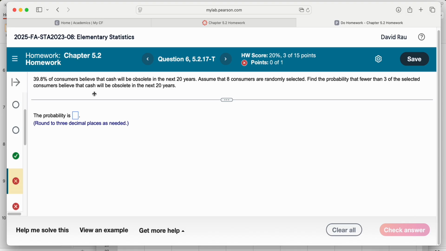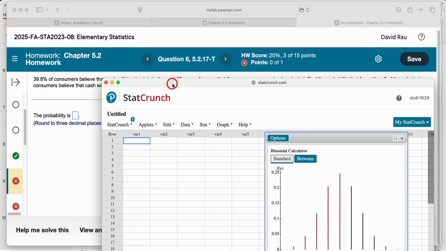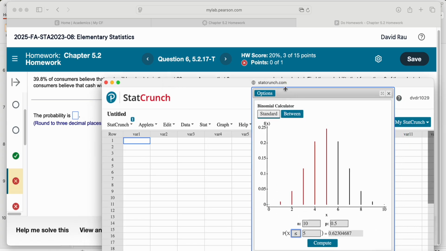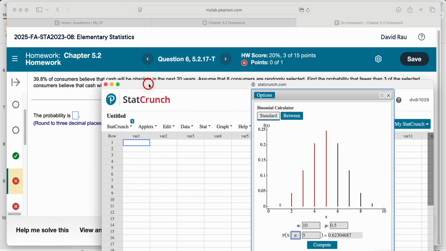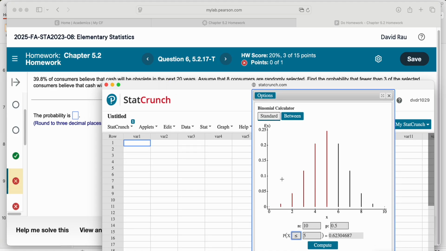39.8% of consumers believe that cash will be obsolete in the next 20 years. Assume that 8 consumers are selected and find the probability that fewer than 3 believe that cash will be obsolete. Now, one thing to watch out for, but it hasn't happened yet, is make sure that they aren't negating the question on you. It says 39.8% believe it will be obsolete, and they want you to find fewer than 3 will be obsolete. So the words match there, so just be careful about that.